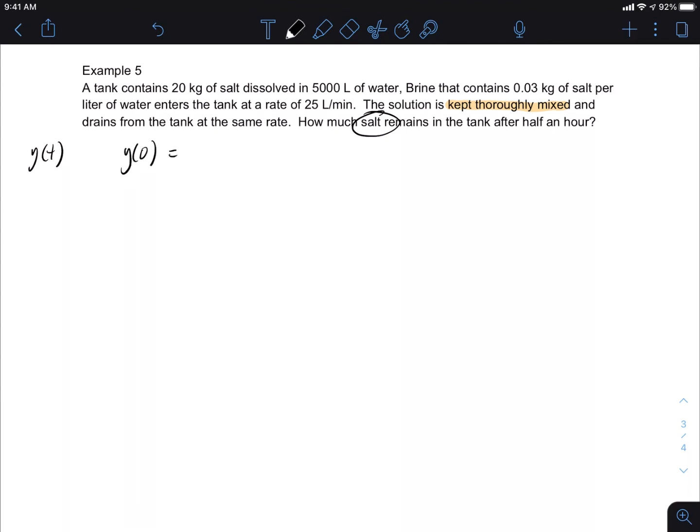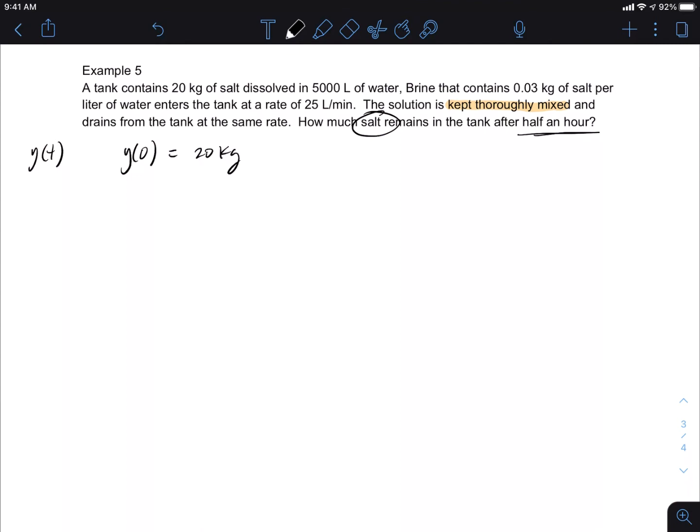And in 0 time, what we care about is salt. How much salt do we have when we started? 20 kilograms. Everyone agree with that? Yes. The problem is asking for how much salt we have when? After half an hour. So at that half an hour mark.